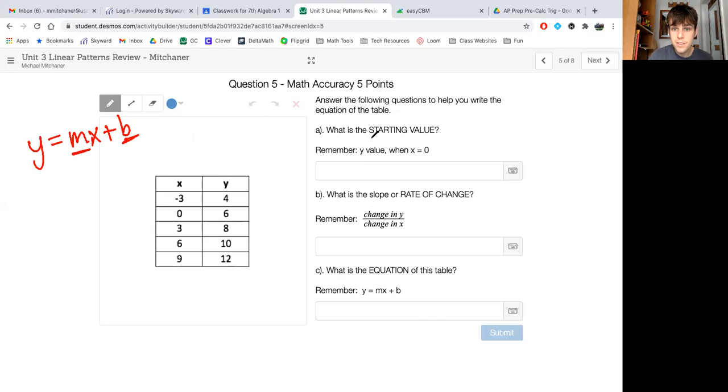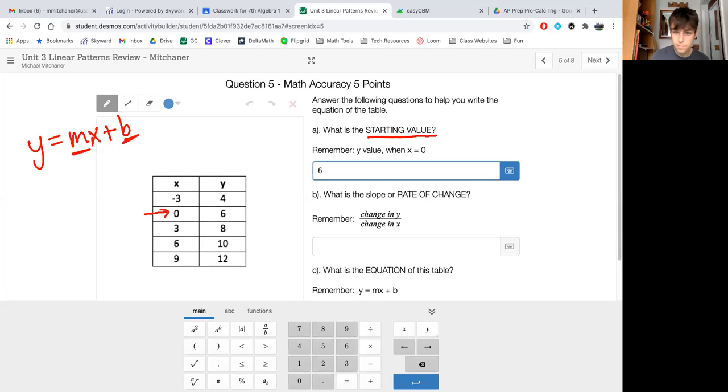All right, what is the starting value? So remember, the starting value is the y value when x is 0. If x equals 0 is in the table, this problem is very easy. And it is. It's right here. X equals 0 is in our table. The y value is 6. So there we go. Our starting value is 6.